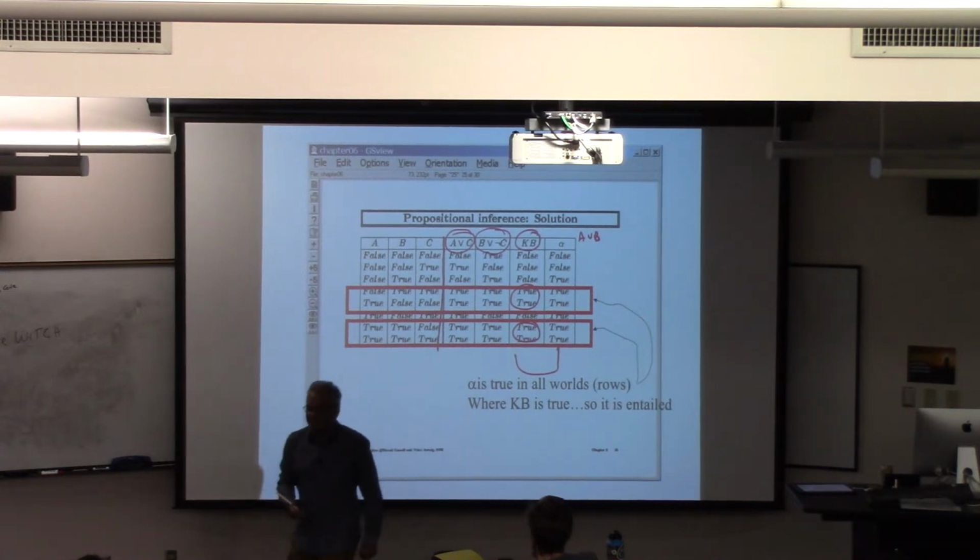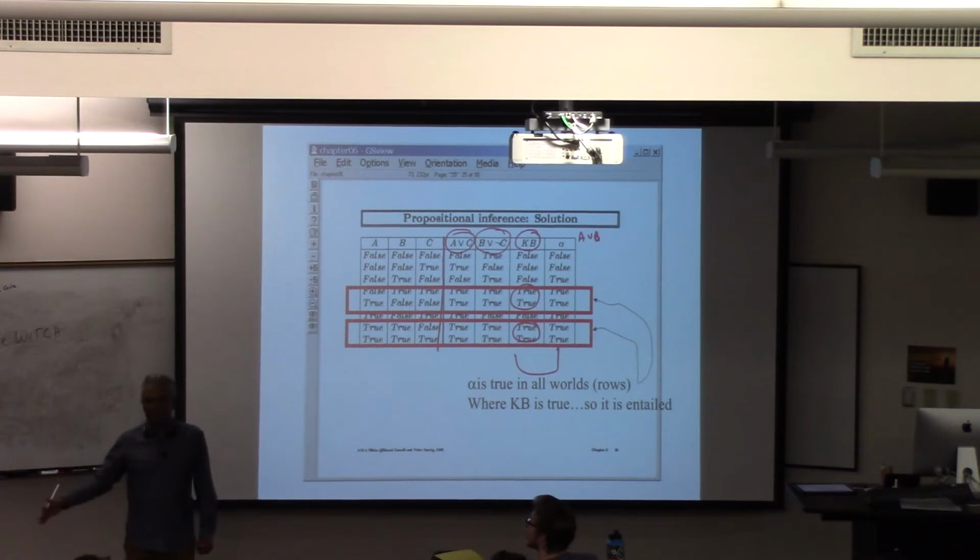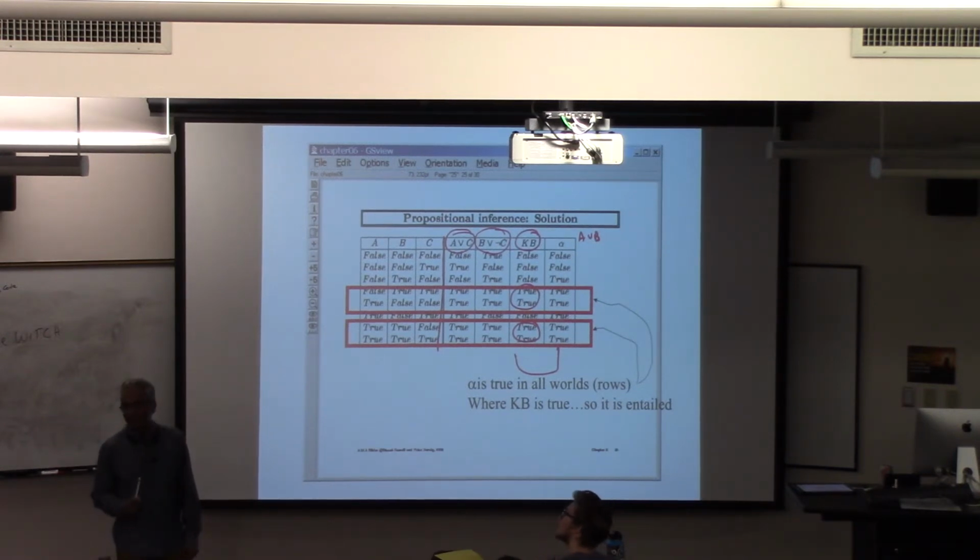My only question is, is alpha true in every row where the knowledge base is true? Yes or no? Yes. So alpha is entailed. Can you give me a world where the knowledge base is true and alpha is false? No, you can't, in which case alpha is entailed. This is one of these things that people have to understand about logical inference, that you always take for granted. From false follows everything.